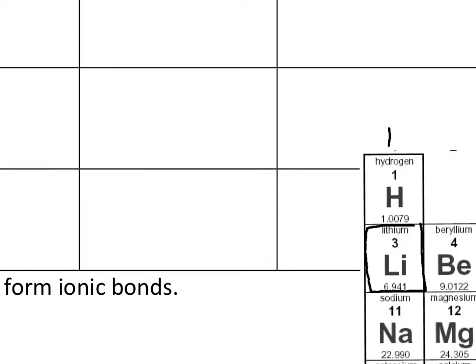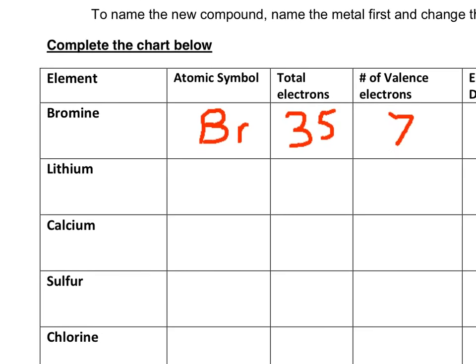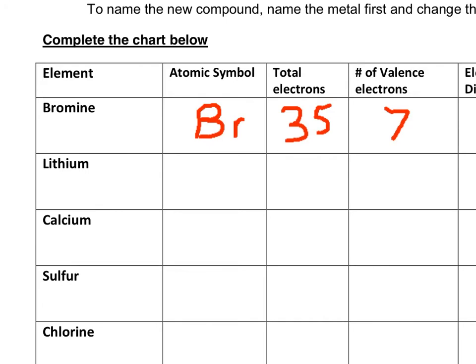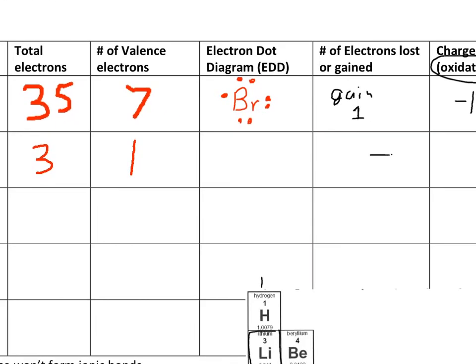Alright, let's see what we got over here. So lithium, we're going to abbreviate it Li. It's going to have a total of 3 protons. Valence electrons, it's in row 1, 1 valence electron. Electron dot diagram, we're going to write Li, and it's just going to have 1 valence electron. There it is. And number of electrons lost or gained.